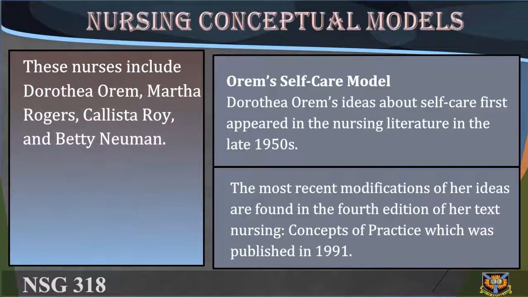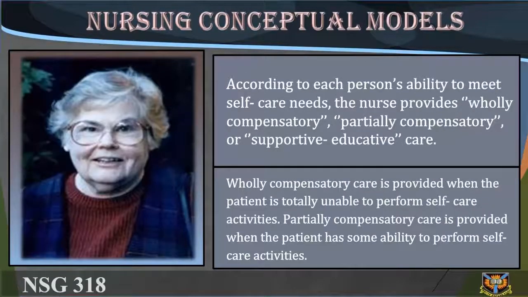Dorothea Orem's ideas about self-care first appear in the nursing literature in the late 1950s. The most recent modification of her ideas is found in the fourth edition of her text, Nursing: Concepts of Practice, which was published in 1991. The model focuses on each person's role in self-health care. Self-care involves activities that people generally know how to perform to take care of themselves.